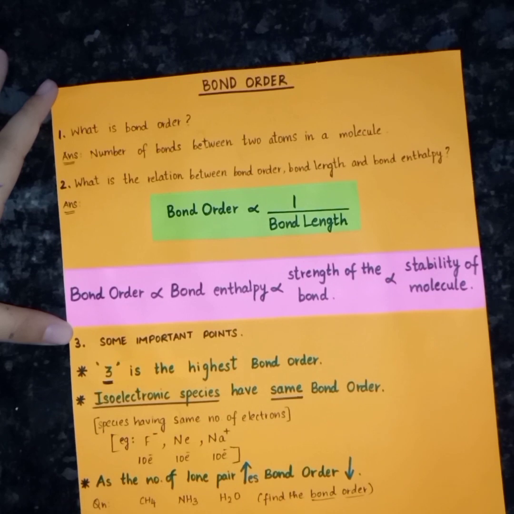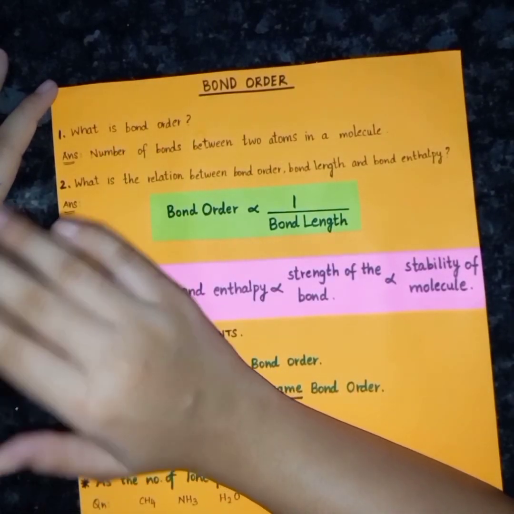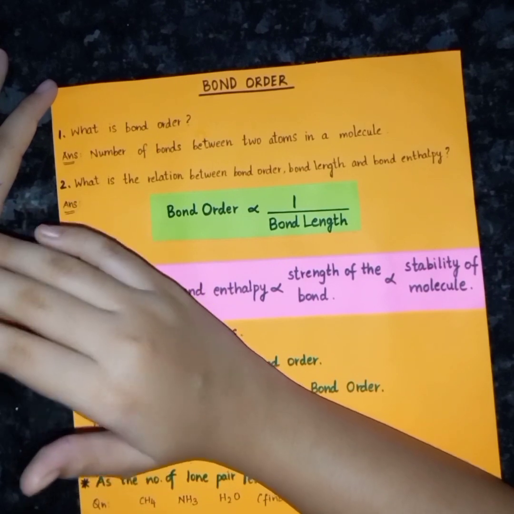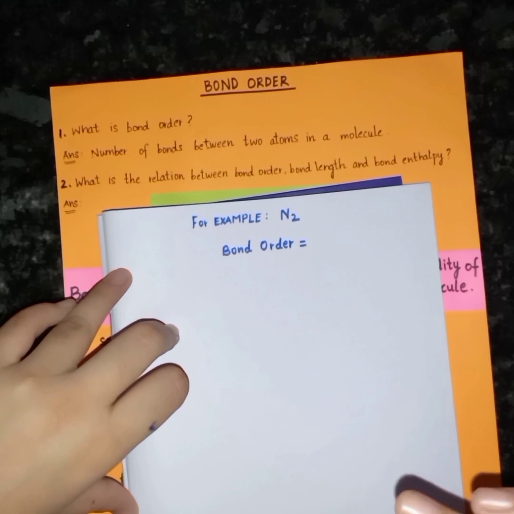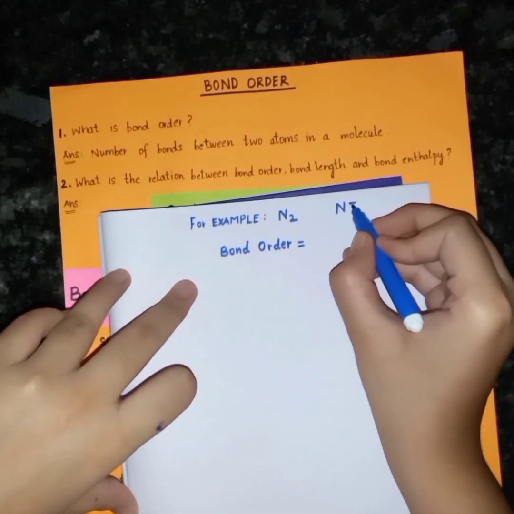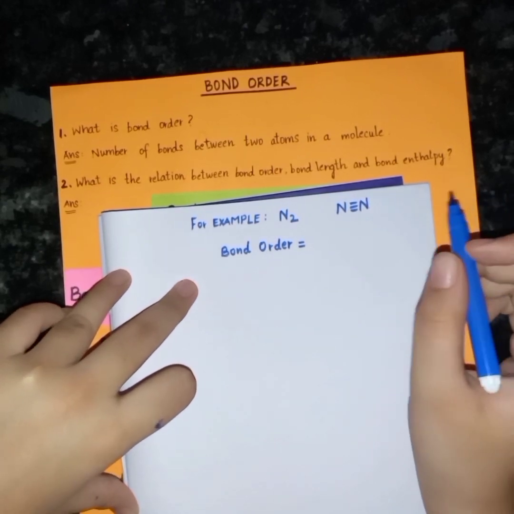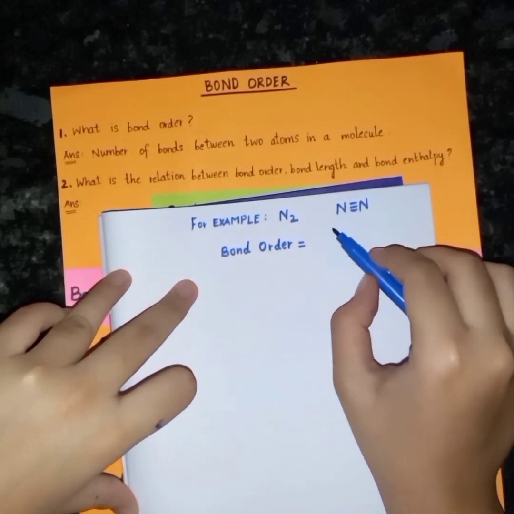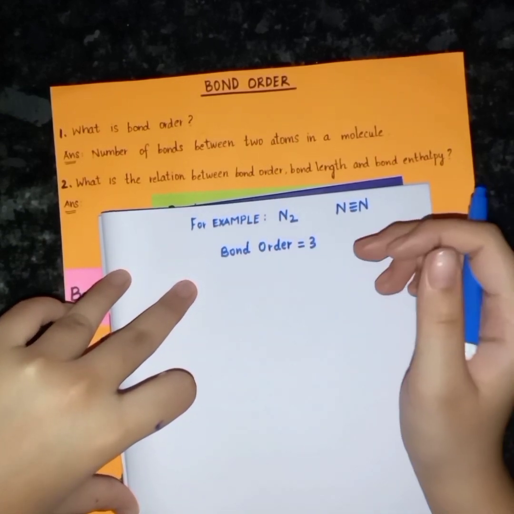Let's proceed. First question, what is bond order? Bond order is nothing but the number of bonds between two atoms in a molecule. For example, N2, N triple bond N. The number of bonds between two nitrogen atoms in the N2 molecule is 3. Therefore, the bond order is 3.